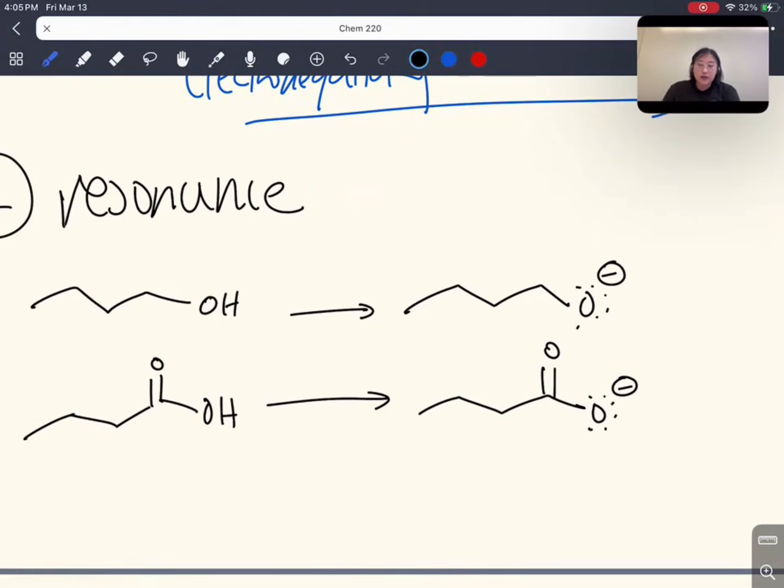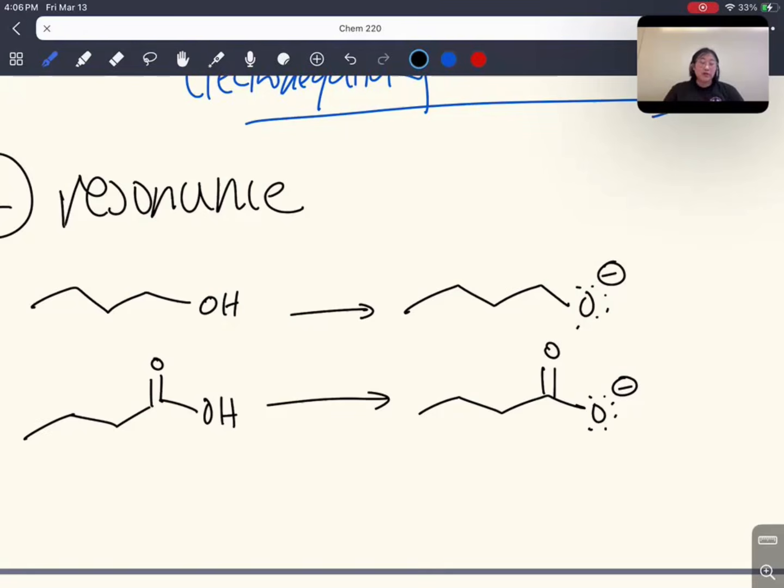Okay. So now, when you're trying to figure out which one is more acidic, well, the minus charge is on the same kind of atom. They're both on oxygen. So then what do we look at next? The thing about charges is that if you have a lot of negative charge concentrated onto one atom, that's not super stable. We want to spread out that dense negative charge across the molecule if we can.